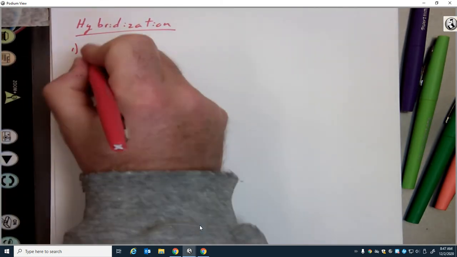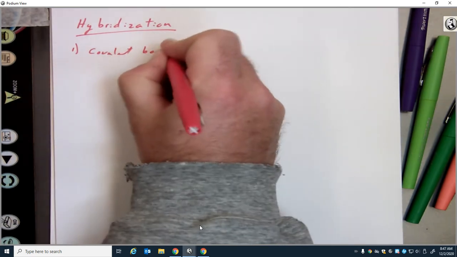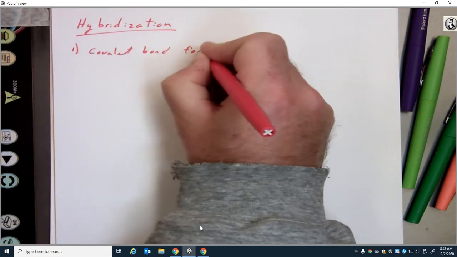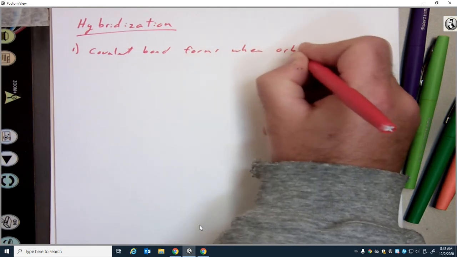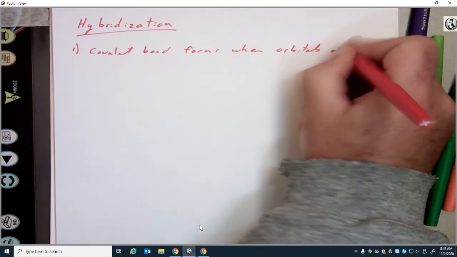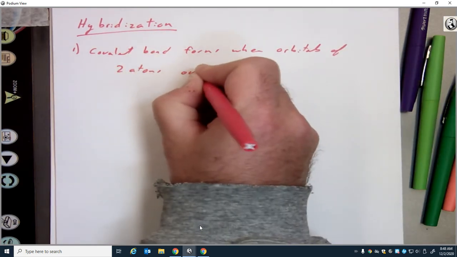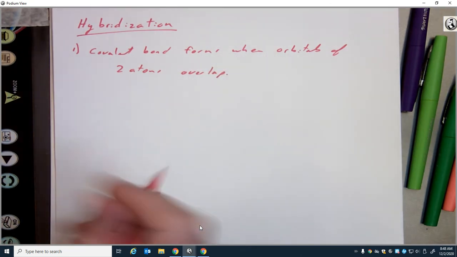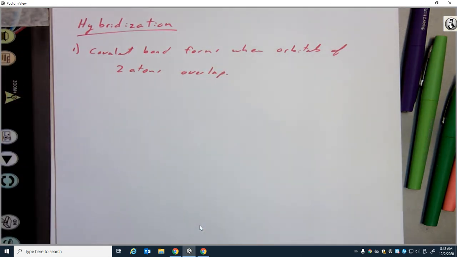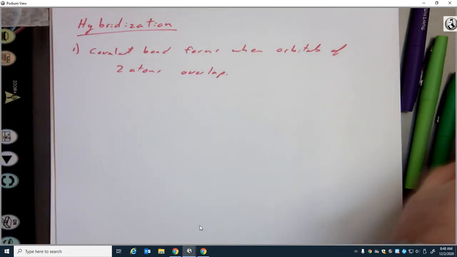So we know that a covalent bond forms when orbitals of two atoms overlap. Okay, so we're bonding, we're making these covalent bonds, and we've talked a little bit about this.